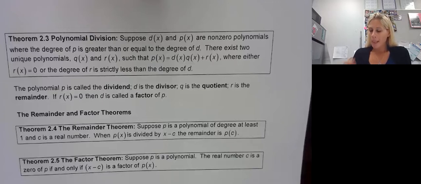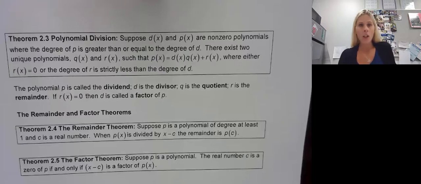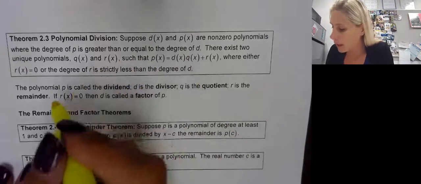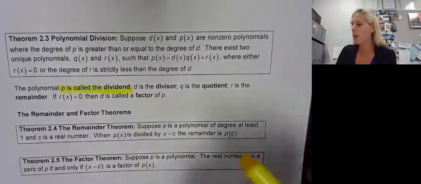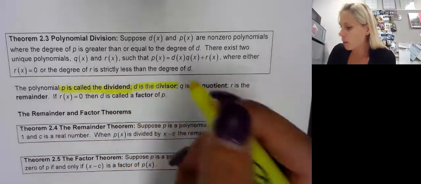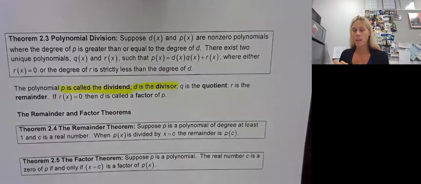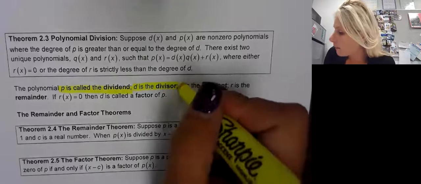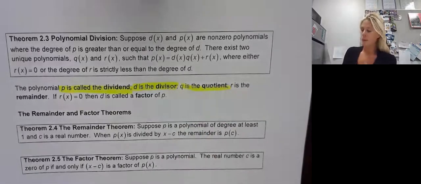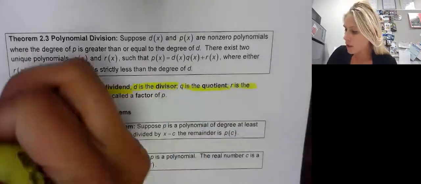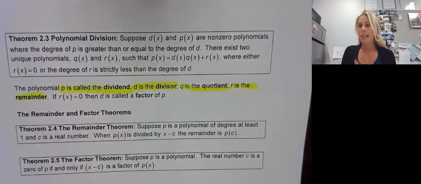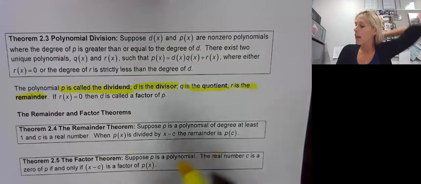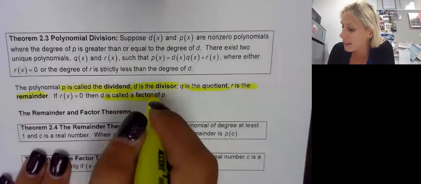Okay, p is the dividend, okay? So p has to be a greater degree polynomial than what we're dividing by, which is our divisor. The quotient is actually our result of that division. And r, the remainder, is of course what is left over. If there's no remainder, then d is a factor.